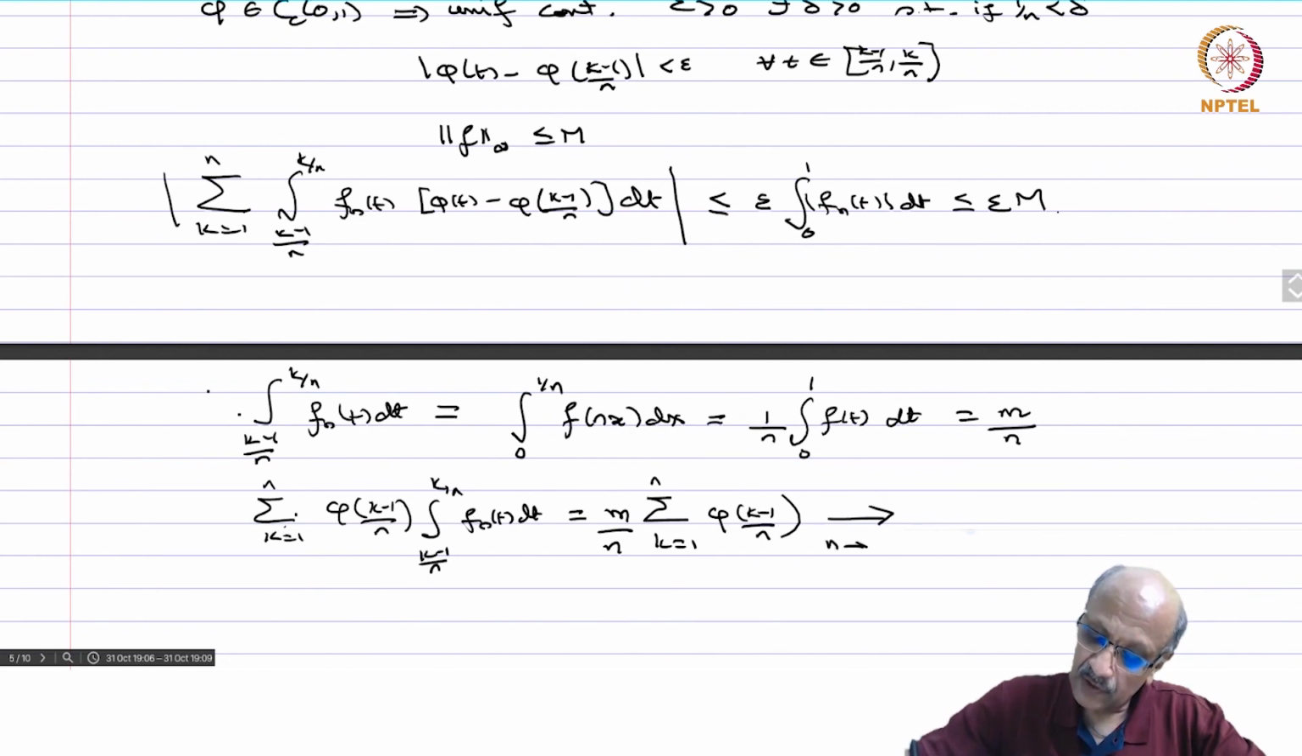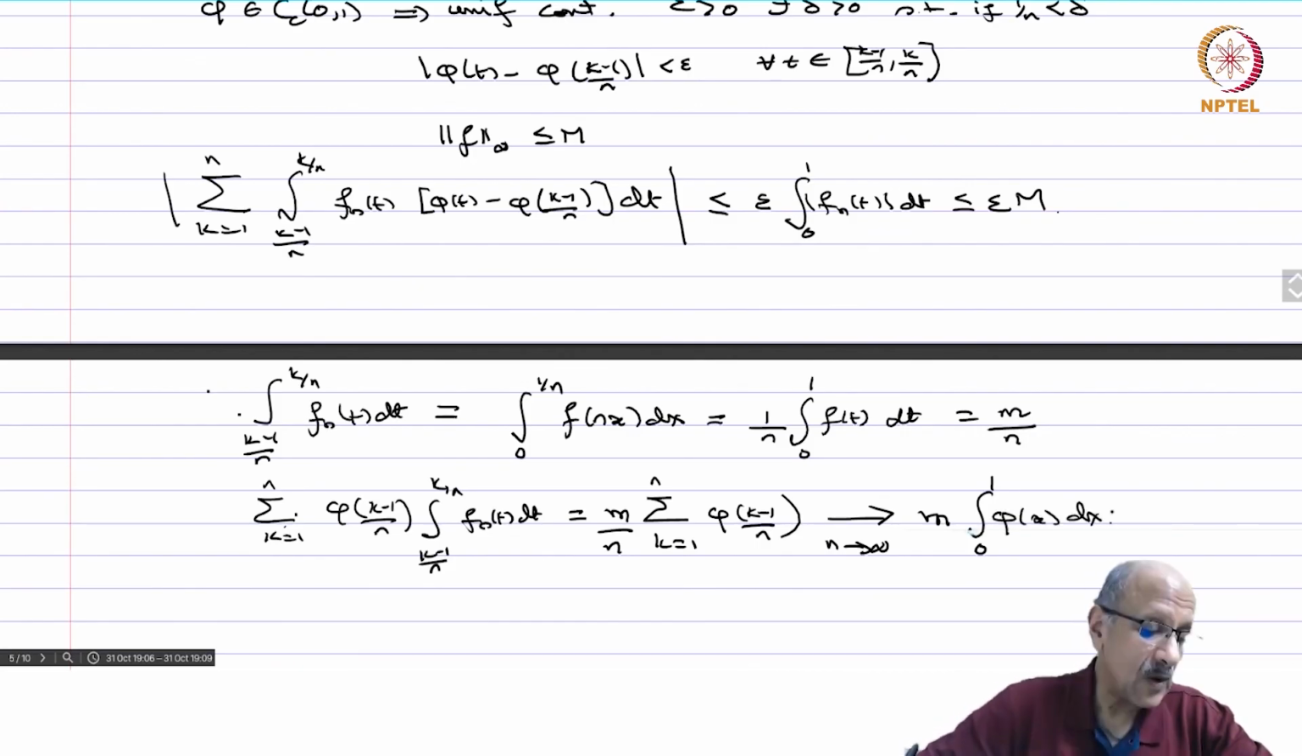Now as n tends to infinity, the (1/n) times the sum of phi((k-1)/n) is nothing but the Riemann sum. 1/n are the lengths of each of these intervals, where I am taking the value at the lowest point, and phi is a continuous function, so it should converge. So this should converge to M times the integral from 0 to 1 of phi(x) dx. That is exactly what we want.